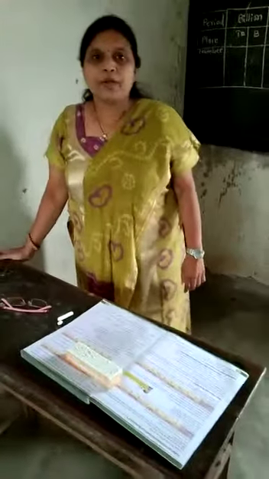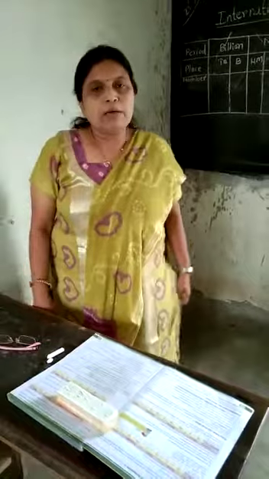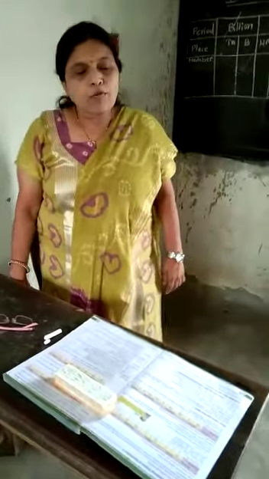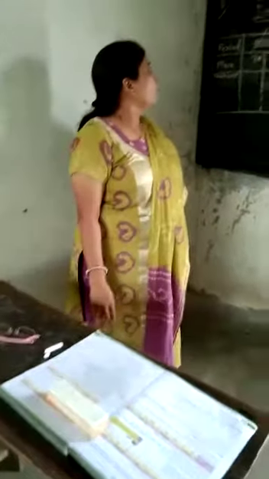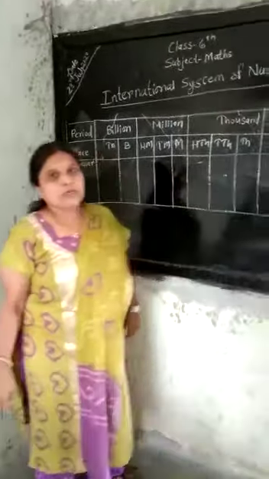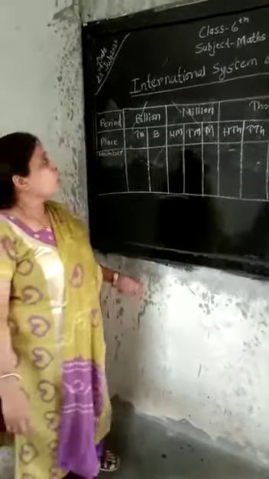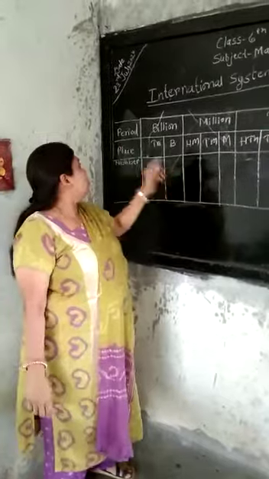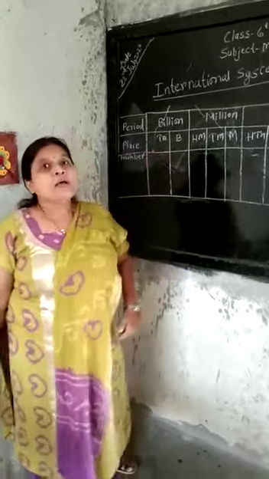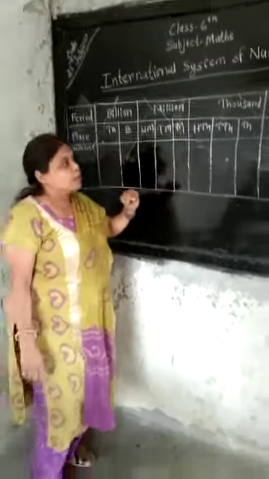Good morning everybody. Yesterday we saw the number system, that is the Indian system of numeration. Today we have to see the international system of numeration. The international system is used worldwide. Now we have to see how the periods and places are divided in the international system of numeration.